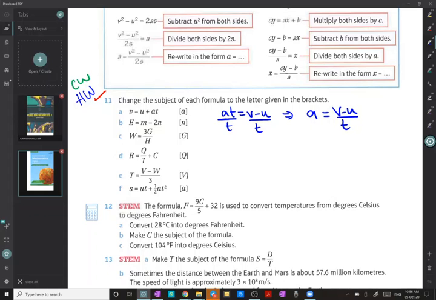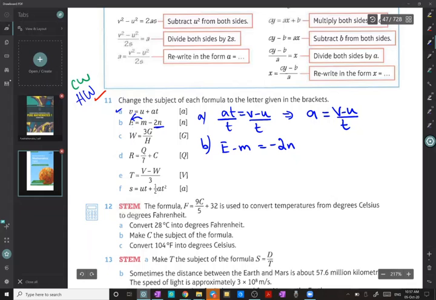I'm going to take another example. Let us take example B. E equals m minus 2n, and they want n to be the subject. So first I take m to the other side. It was addition, it becomes subtraction. So this is part A, this is part B. So E minus m is equal to minus 2n.